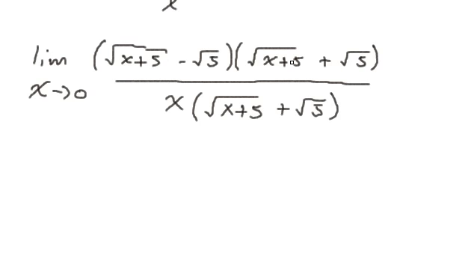If I were to multiply this stuff out in the numerator, you get the square root of x plus 5 times the square root of x plus 5, and you're just left with x plus 5. And of course, because we have a minus and a plus, we're foiling this: first, outer, inner, last. But because we have a minus and a plus, the inside stuff's going to cancel out. And so we're going to be left with a negative square root of 5 times a positive square root of 5, and that's just going to leave us with a minus 5.